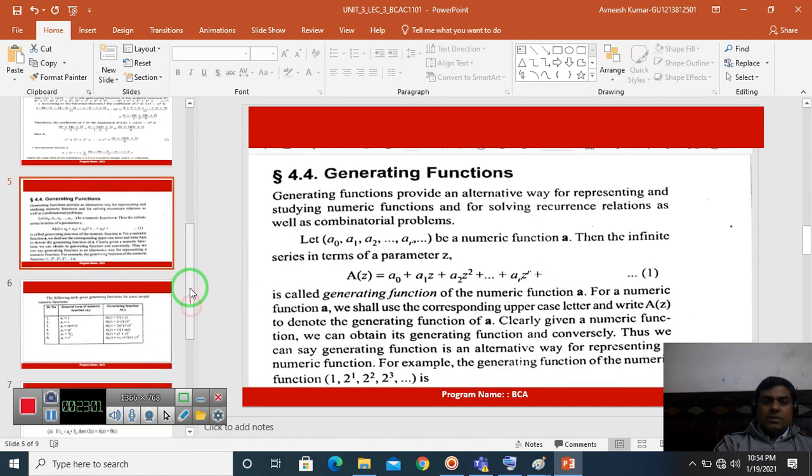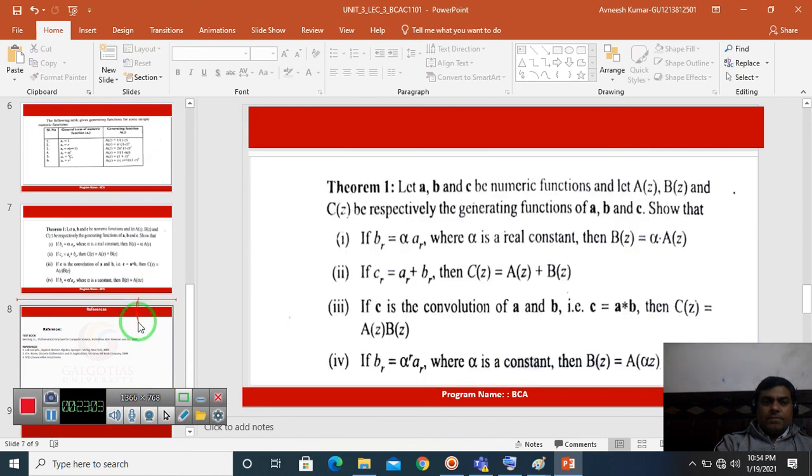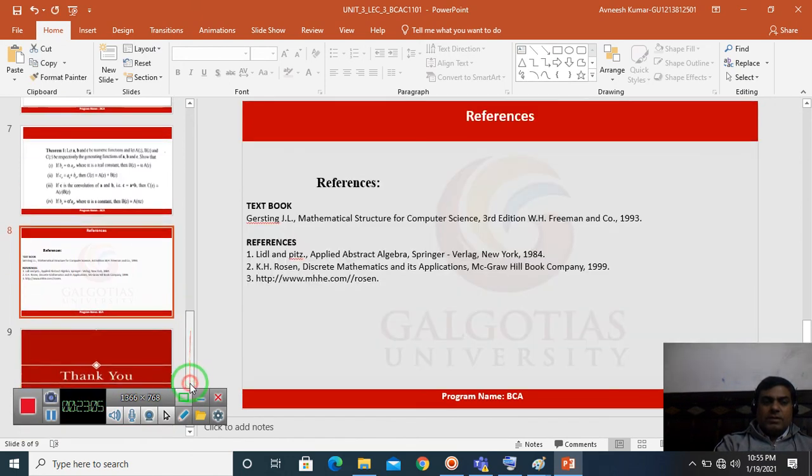This generating function we have already discussed. These are the references. Thank you.